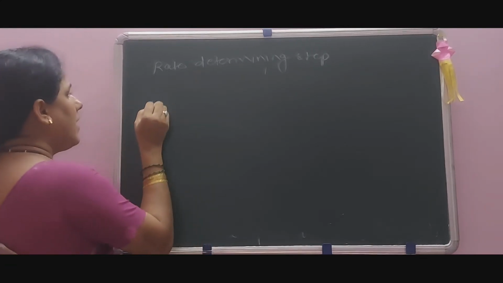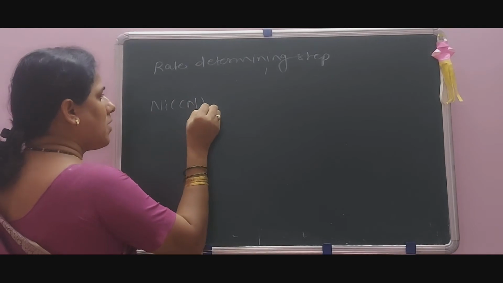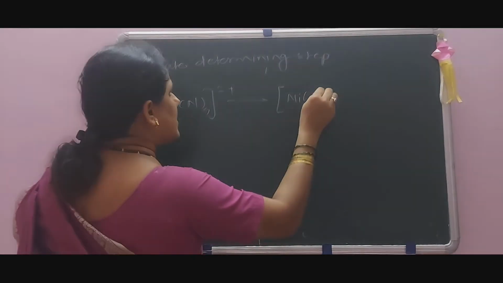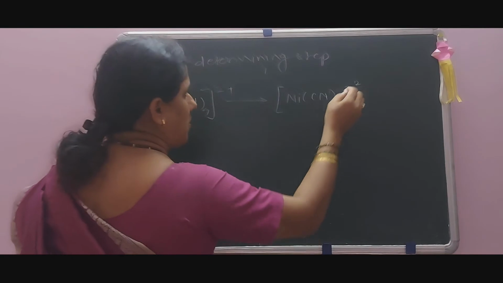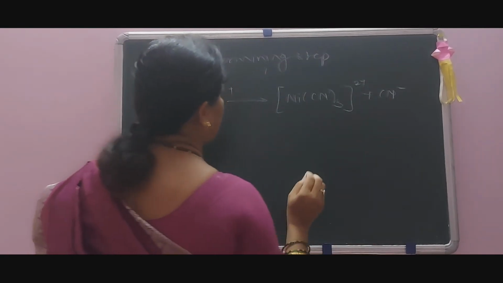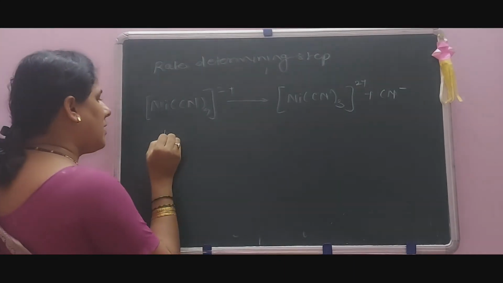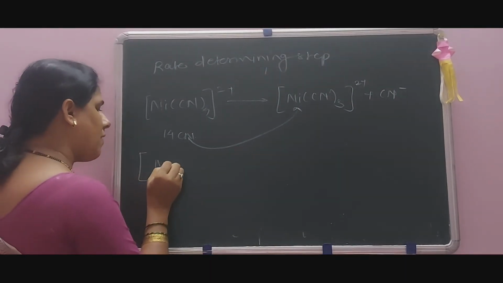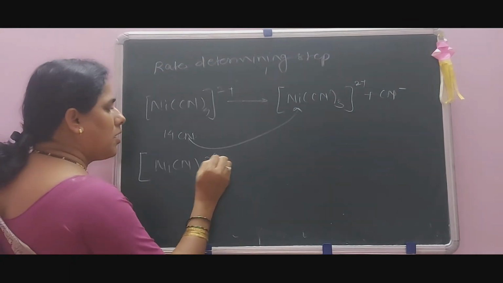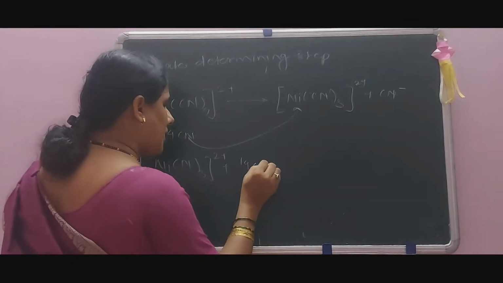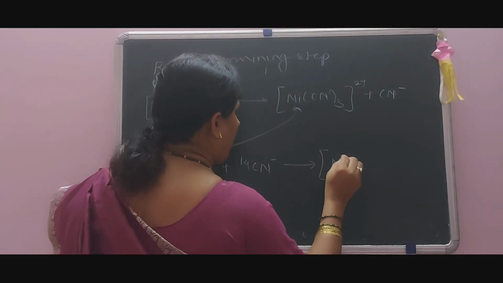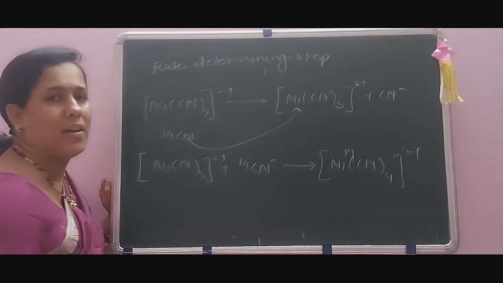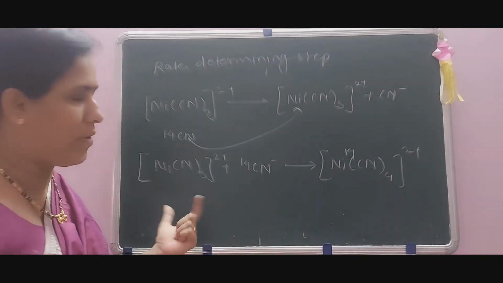Now the next example for this is Ni(CN)4 2 plus, which gives rise to Ni(CN)3 2 plus plus CN minus. But we have the isotopic 14CN minus, which can immediately react with this, and there is formation of Ni(CN)3 14CN 2 plus. This is the example of SN2 reactions.